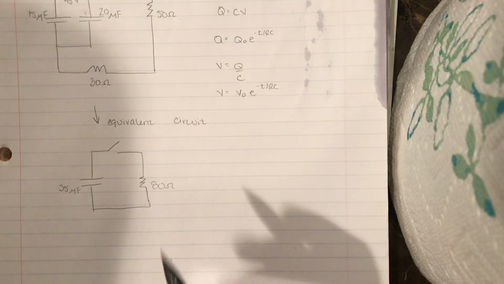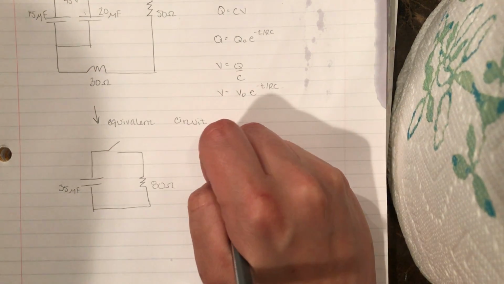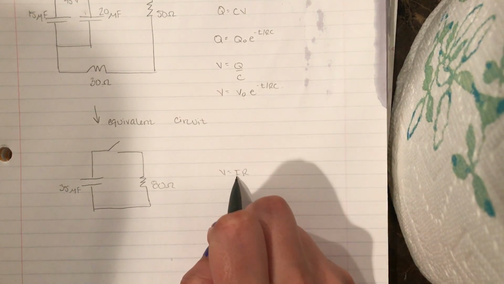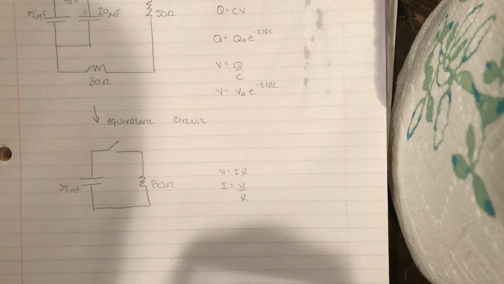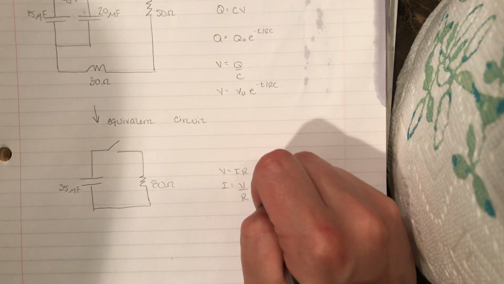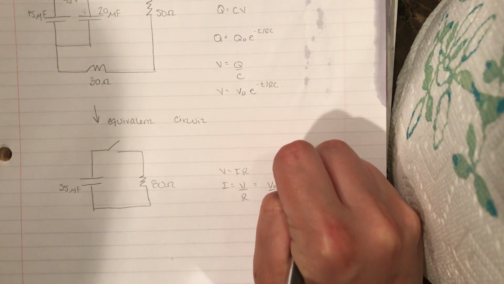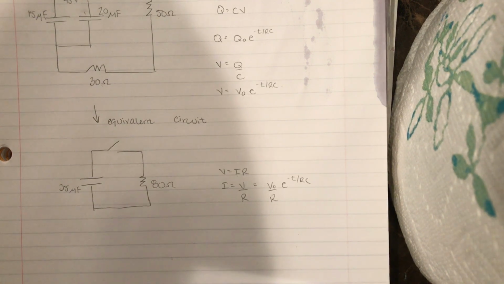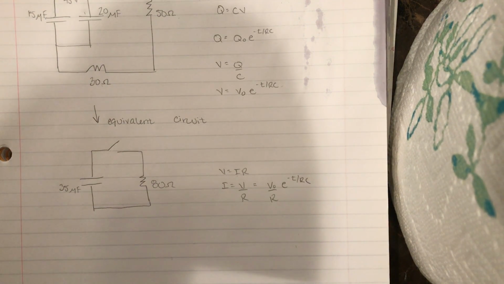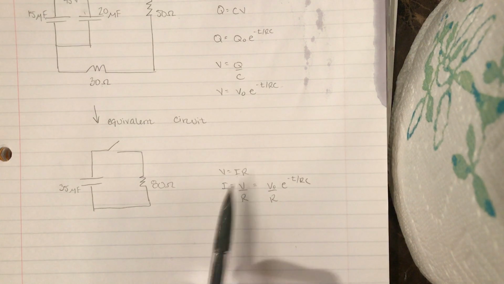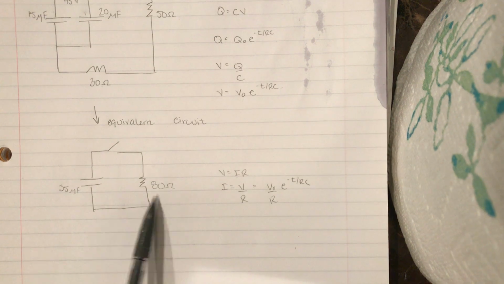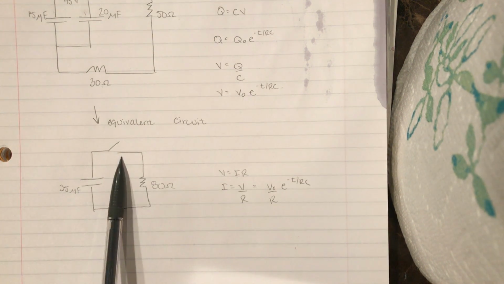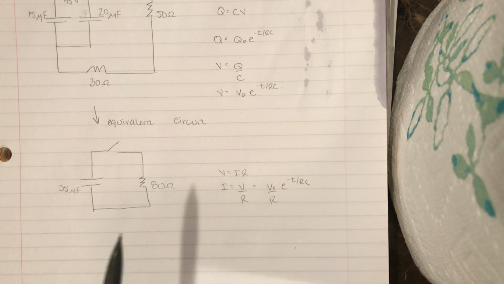And then for our current, we're going to look at our resistor. From V equals IR, our current is equal to V over R, which is going to be V naught over R e to the minus t over RC. So the current that this one feels is going to be the same as the current that this one feels. And because these are in parallel, when the switch is closed, they're going to have the same voltage.